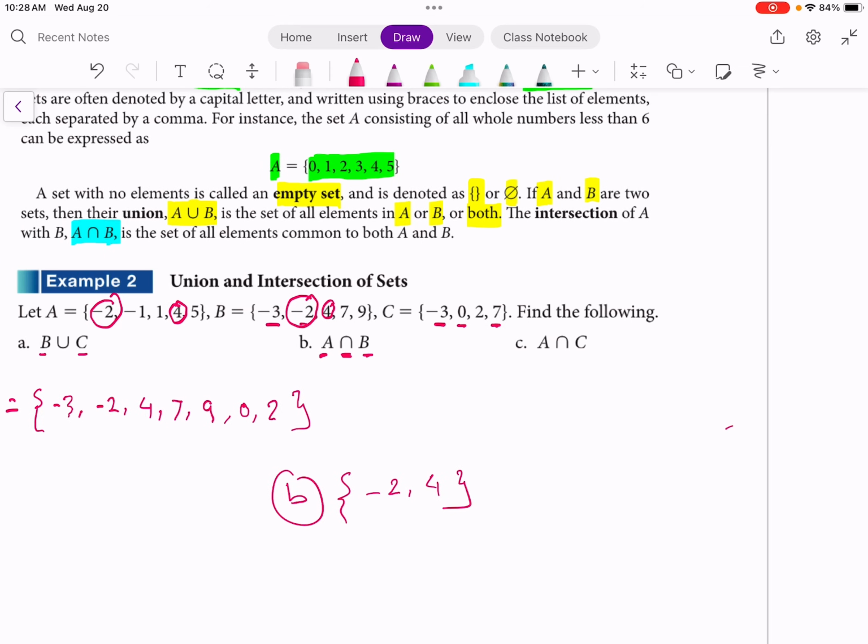For part C, we want to find the intersection of set A and C. So we are looking at set A and set C. We find the elements which are common to these two sets. And what is the common number? There is none, so it's an empty set. You can use the symbol for the empty set, or you can just write down the braces.